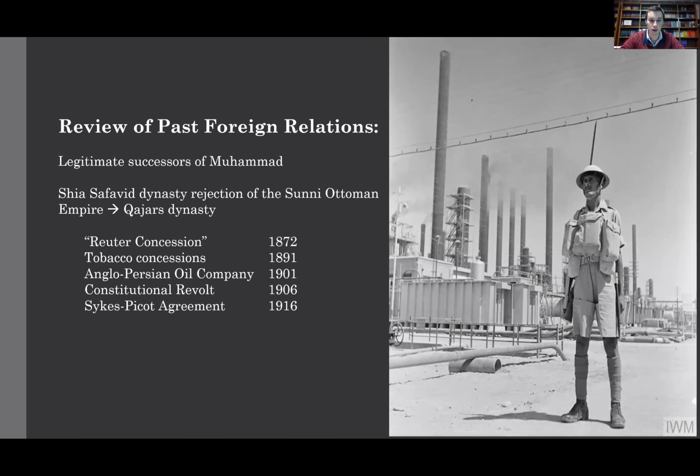theme. So to give us a little bit of background, the Shia Safavid dynasty rejected the legitimacy of the Sunni Ottoman Empire. And then after the Safavids' decline, the Qajar dynasty. And then in 1872, the Reuter concession, which was basically a British banker.